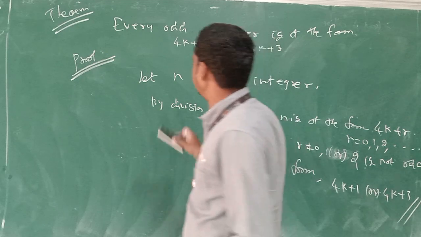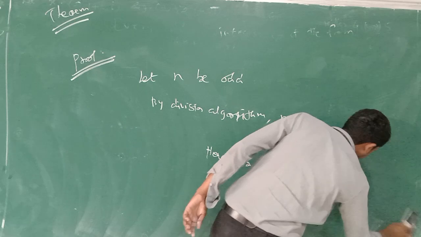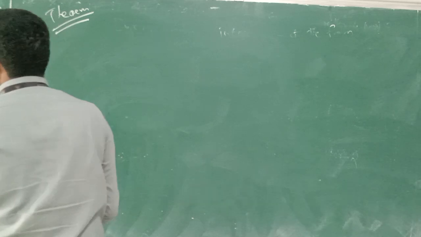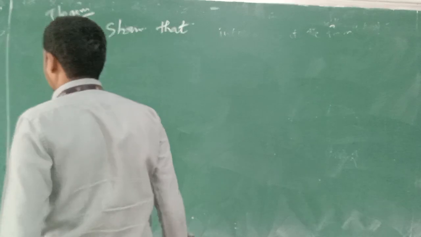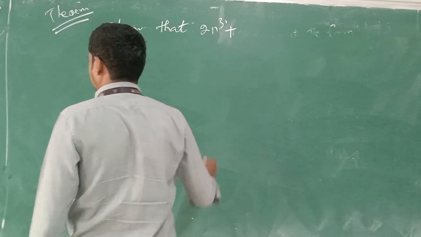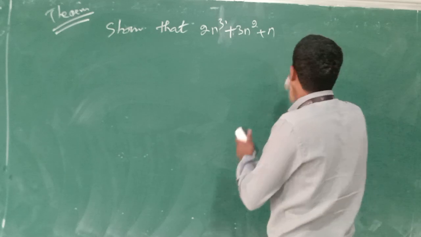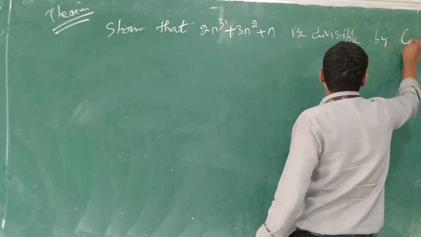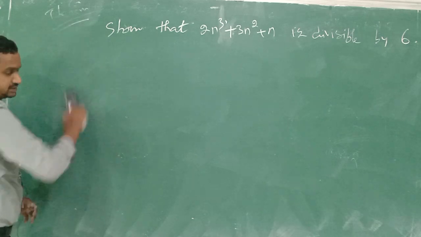Come to the second basic theorem. This is not a basic theorem as such, but it is also considered a problem. So write it as: show that 2n cube plus 3n square plus n is divisible by 6. You have to prove it; consider it as a problem or theorem.